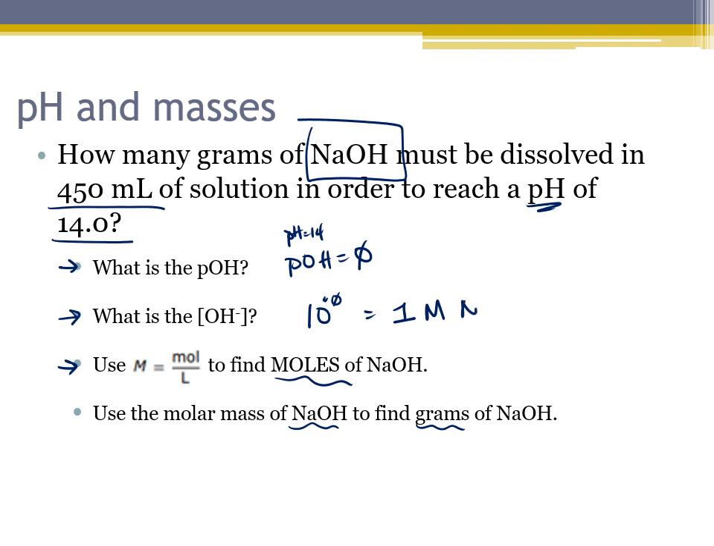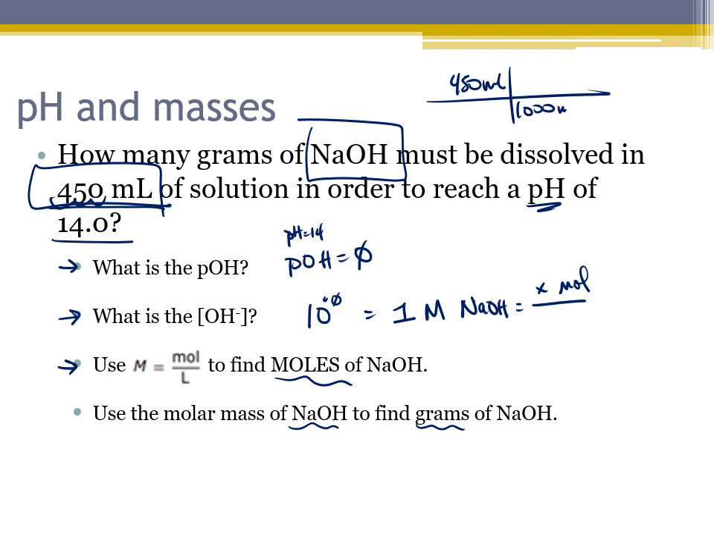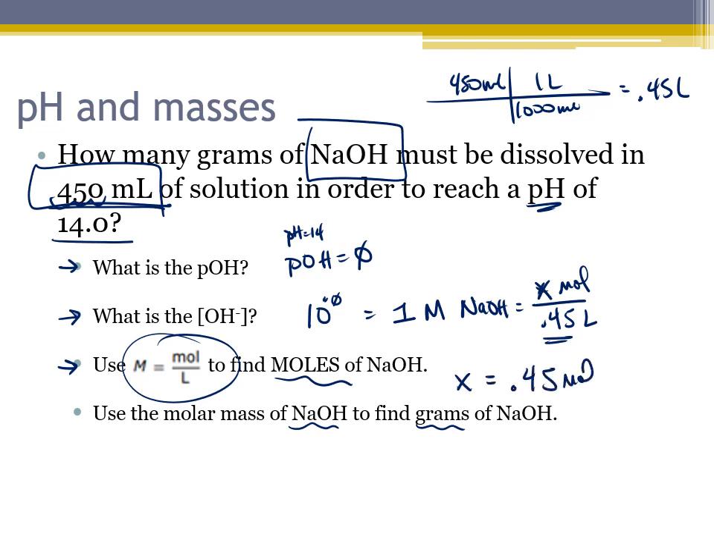So if I have 1 molar sodium hydroxide concentration, that's equal to X moles over, oh my gosh, I have milliliters, not liters. We have to turn our 450 milliliters into liters. We do that by dividing by 1,000. There's 1,000 milliliters in 1 liter. 450 divided by 1,000 is 0.45 liters. 0.45 liters is what I'm putting into my molarity formula. Multiply both sides by 0.45 to solve for X. X is going to equal 1 times 0.45. That's 0.45 moles of sodium hydroxide.